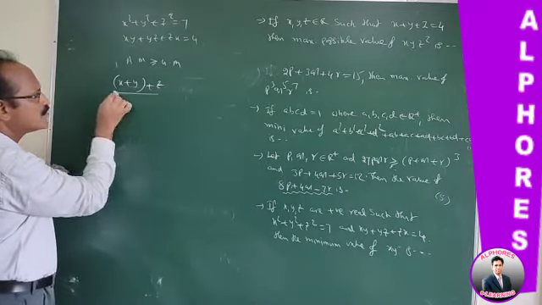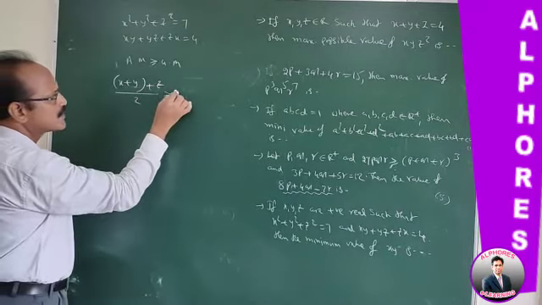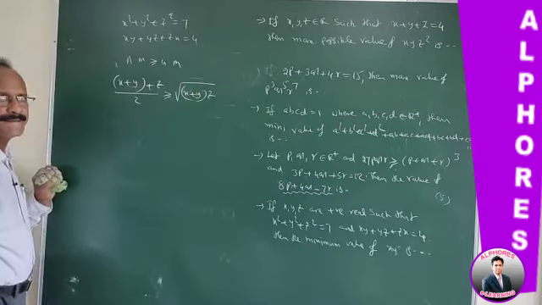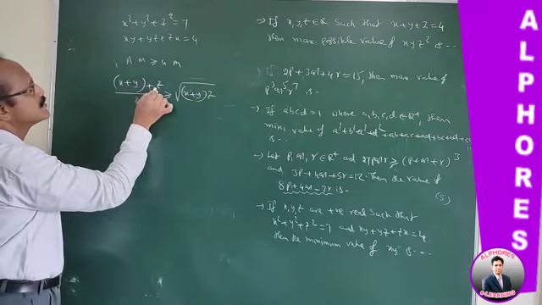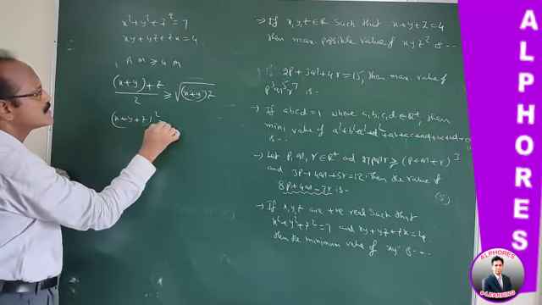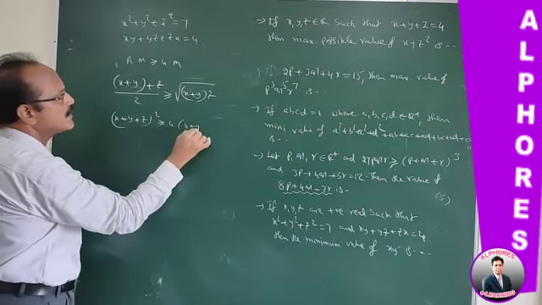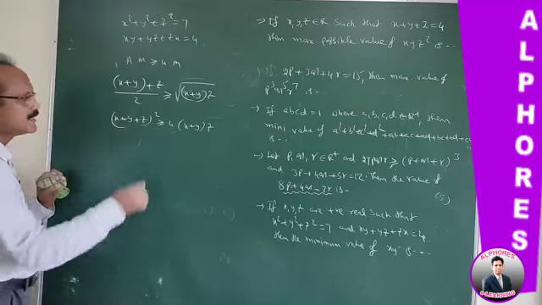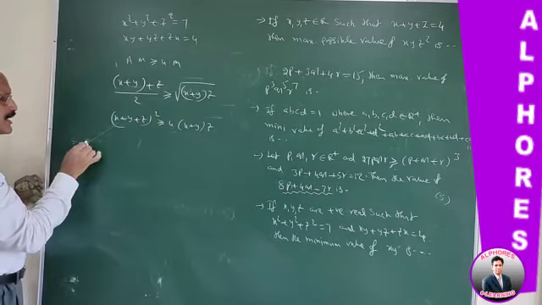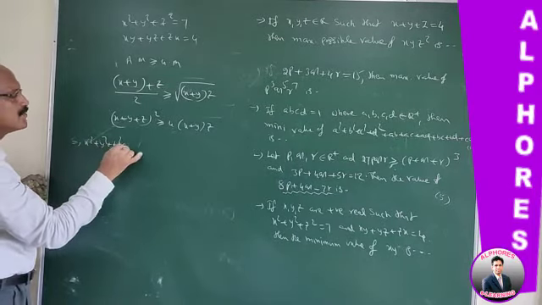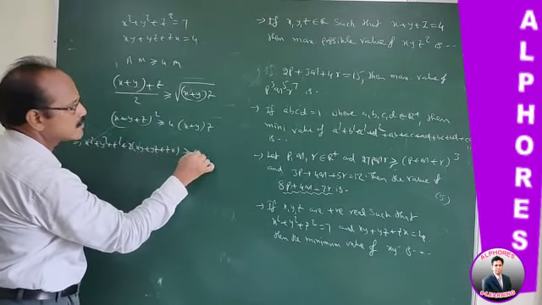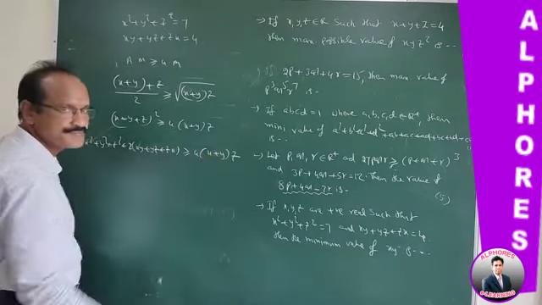Now the arithmetic mean of two numbers, a plus b by 2, is greater than or equal to the square root of (x plus y) into z. No problem. You have to calculate x plus y plus z. (x plus y plus z) whole square is greater than or equal to 4 into (x plus y) into z. So now we are calculating (x plus y plus z) whole square. Expand this one: x square plus y square plus z square plus 2 of (xy plus yz plus zx) is greater than or equal to 4 of (x plus y) into z.